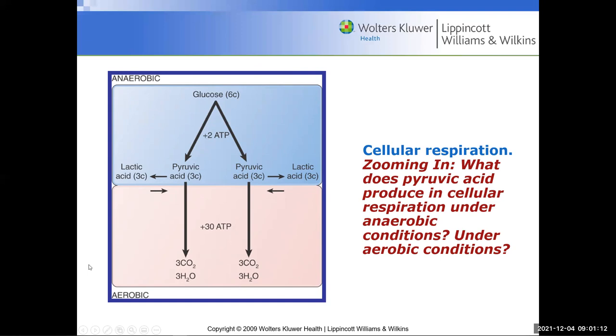You could consider this a cell we're looking at. This area here is the cytoplasm, and here is the mitochondrial area. Anaerobically, within the cytoplasm, you have 2 ATP being released when glucose is broken down to 2 molecules of pyruvic acid. This pyruvic acid is then shuttled into the mitochondria, where further breakdown occurs, which yields approximately 30 to 34 ATP. So collectively, you have 34 to 36 ATP being produced per molecule of glucose that is broken down.